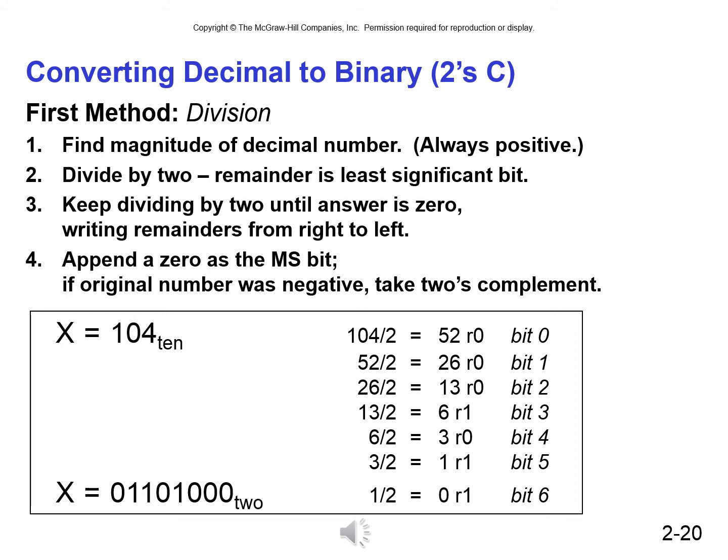That was right to left. That is the equivalent of 104 in base 2. Now, obviously, if it was a negative number, right, you take the 2's complement, and you'd see the leading 0 would become a 1.